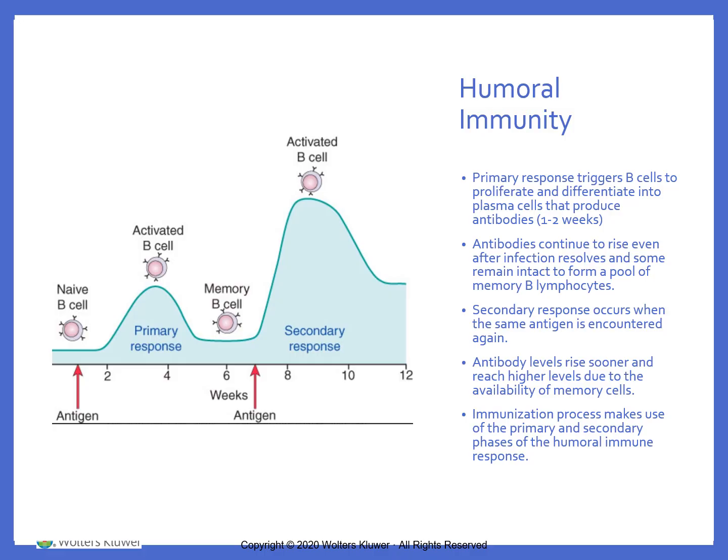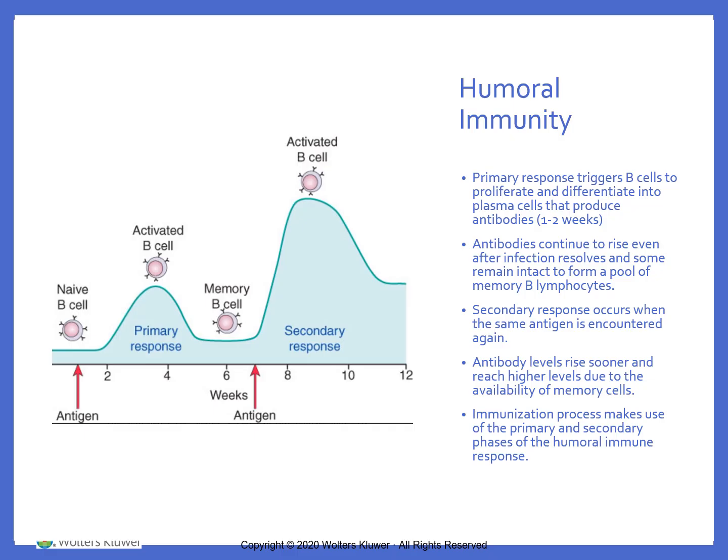So this is a diagram of what we were just talking about as far as memory cells and their ability to allow us to react more quickly if an antigen is encountered again. So in that system of humoral immunity, the primary response of the body to an antigen is to trigger B cells to proliferate and differentiate into plasma cells that produce antibodies. And this process goes on for about 1 to 2 weeks. And the number of antibodies that we're making continues to rise even after the infection is completely resolved.